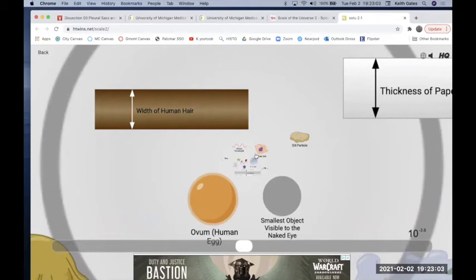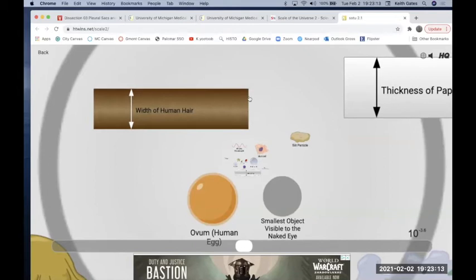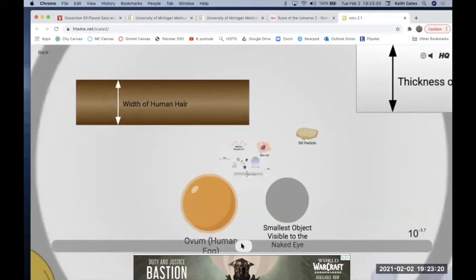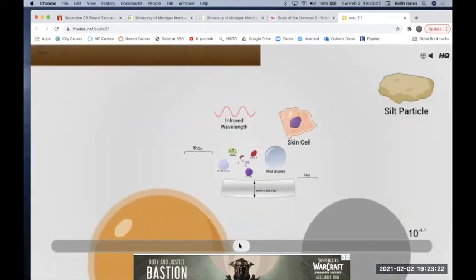But smaller on this, you start to see this right here. This is the width of a human hair. Here's one of those skin cells that we looked at. So you get the idea of a human hair, and you realize that you could fit 5 or 6 of those skin cells within the width of a human hair. So we'll go a little deeper.